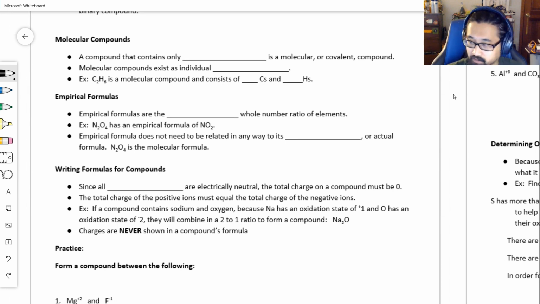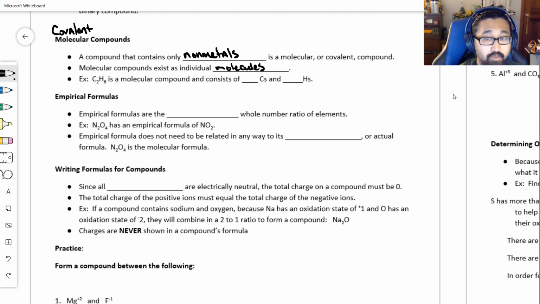Next we have molecular. You might also see the word covalent. They mean the same thing, and in fact you'll see it in the very definition. A compound that contains only nonmetals is a molecular or a covalent compound. We call them molecular compounds because they exist as individual molecules. So C2H6, carbon and hydrogen, are both nonmetals. It's a molecular compound. It has 2 carbons and 6 hydrogens.